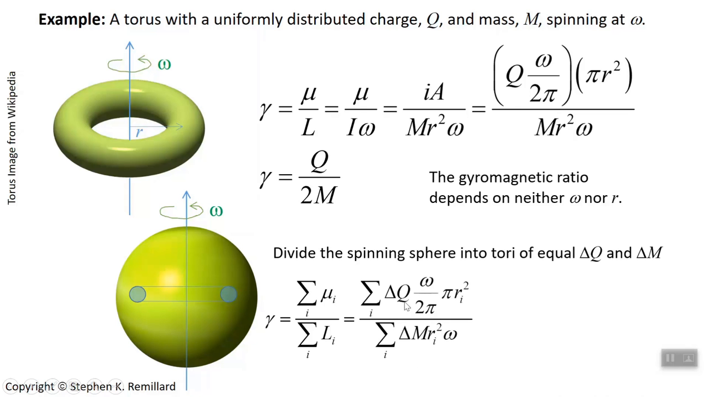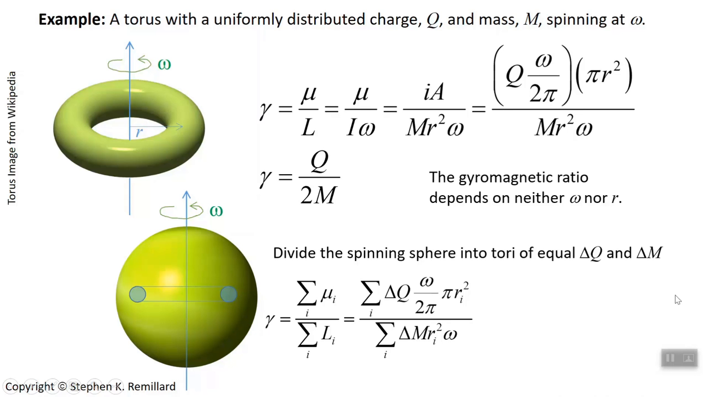We've already contemplated the magnetic dipole moment of a toroid. We have the charge divided by the period times the area that threads through it. The angular momentum of a toroid is m r squared times omega. That is moment of inertia. And the mass of each toroid is delta M, and its radius is r sub i. Every toroid's got a different radius.